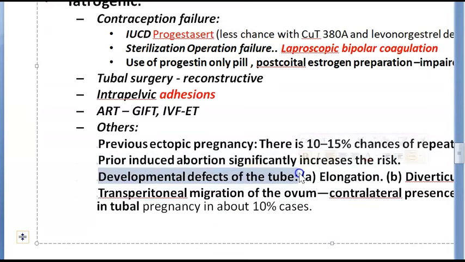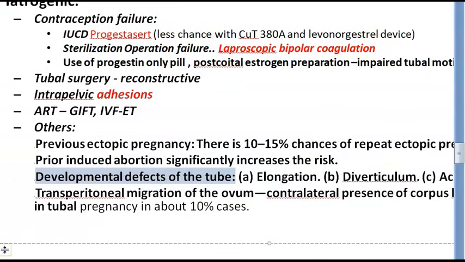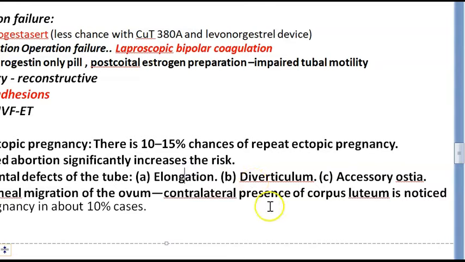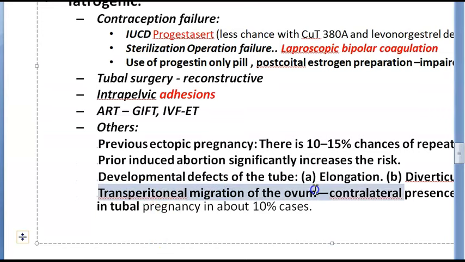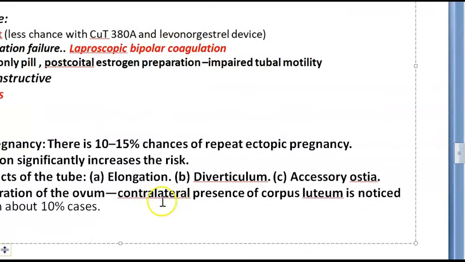Then defects of the tube. So the tube itself is elongated, or there's some diverticulum in it, some diverticuli, right? And accessory ostia, that means some accessory opening is there. Nice. Then coming to the next point here, guys, transperitoneal migration of the ovum. So transperitoneally it has migrated. Yeah, transperitoneal migration of the ovum.